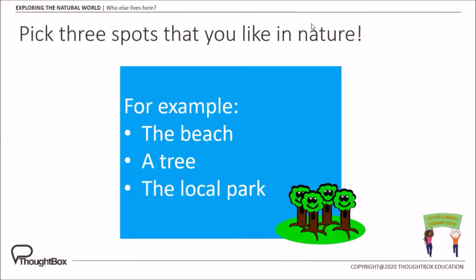So the first thing I want you to do is, really quickly, from the top of your mind, pick 3 spots that you like in nature. It can be the beach, a tree, the local park, whatever you prefer. You have 10 seconds to think about it. Did you think about them?